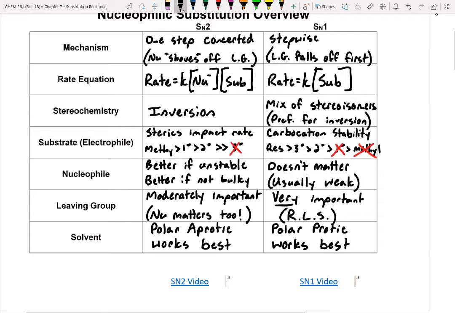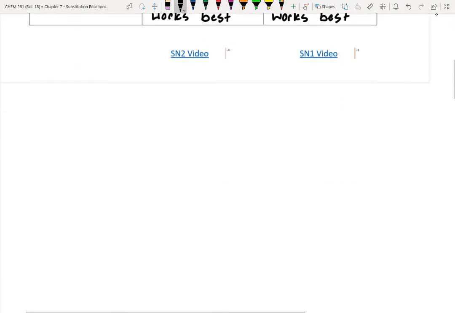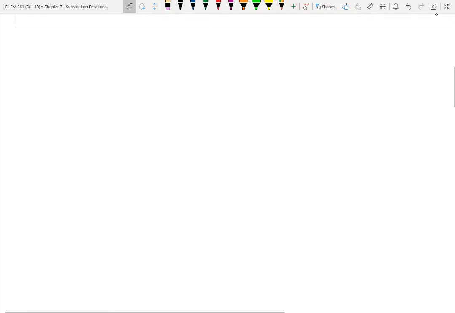And going back, we said polar aprotic solvents work best for SN2 because we destabilize the nucleophile. That makes it more aggressive towards attacking your cation, or sorry, your electrophile. For SN1, we said polar protic works best because the rate limiting step is that leaving group falling off, and polar protic solvents will facilitate that. So now we've got a good chart made up. All right, let's do some tips and tricks.